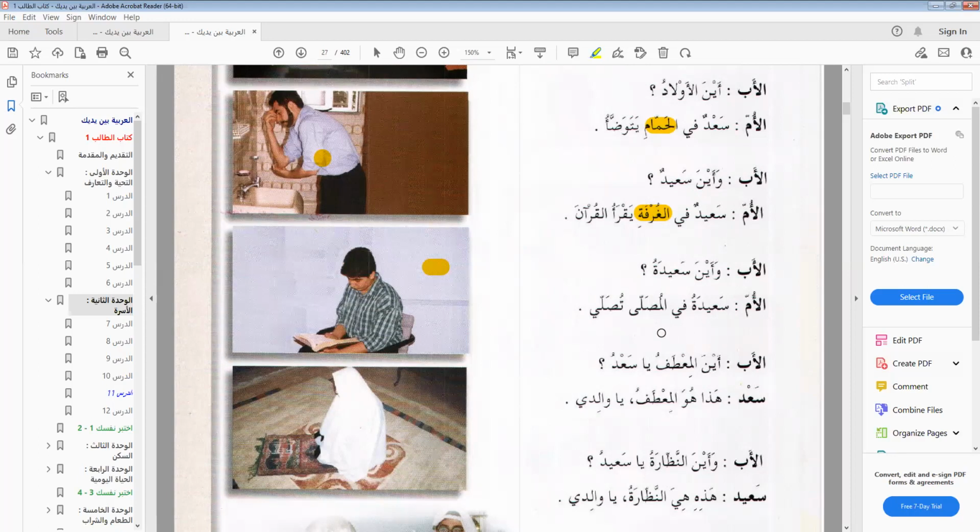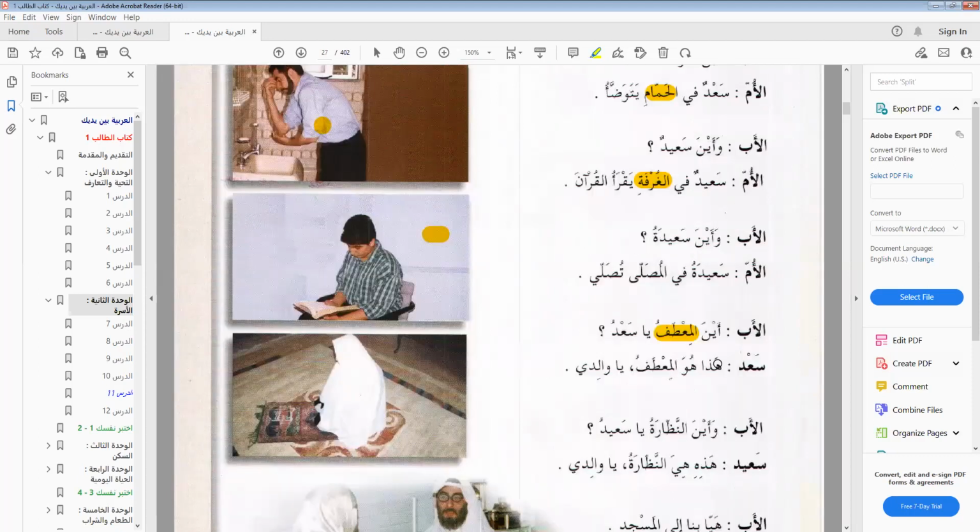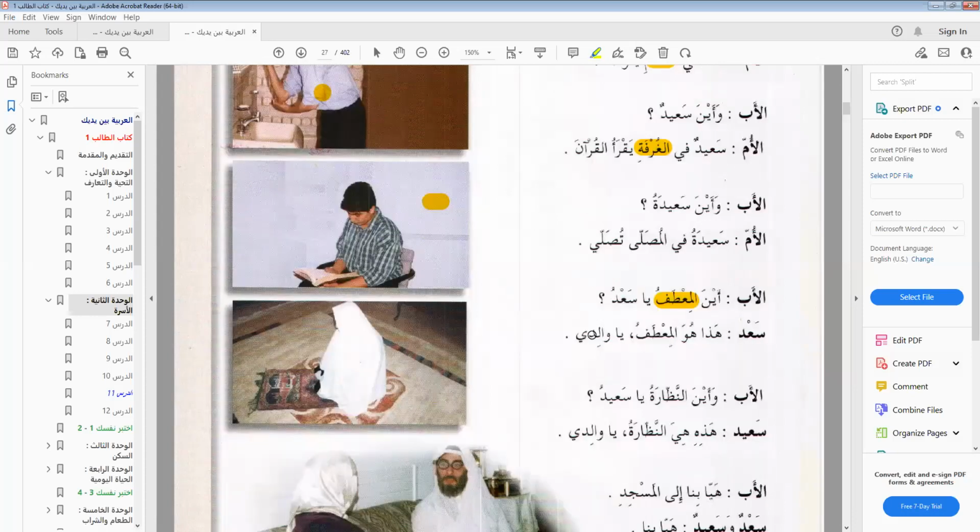So this is another vocabulary. Al-mi'taf is the jacket. Okay? Aina al-mi'taf. If anybody asks you, Aina al-mi'taf, they're asking, where's the jacket? Yeah, Sa'ad, where's the jacket? Oh, Sa'ad. Then Sa'ad says, Hadha huwa al-mi'taf. This is the jacket. Ya walidi, oh my father. Then the father says, Wa aina nadhara.